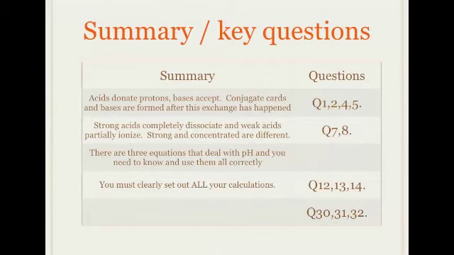So that's all the calculations that I've done. Hopefully you have an idea of what's going on. This is just a summary page and a few key questions that you can do for each area of the summary. The first part is to know that acids donate protons and bases accept protons, and that you have conjugate acids and bases, which are formed after the exchange has happened. After an acid has lost its hydrogen, it becomes a conjugate base. After a base has accepted the hydrogen, it becomes a conjugate acid.